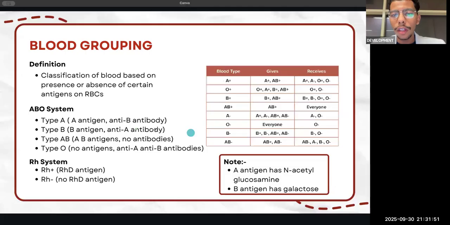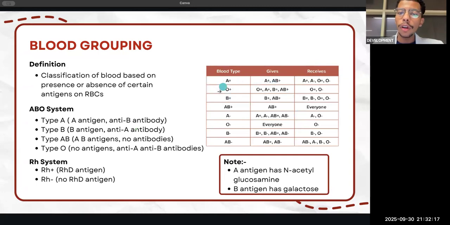Okay, so now let's explain this on this table here. Now A plus, A positive. So A can give to A's. So A positive, A negative, AB positive, AB negative, right? However, because it has positive, it can only give to the positives with A in them. So A positive and AB positive. It can't give to A negative or AB negative.